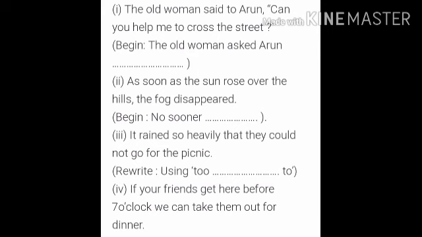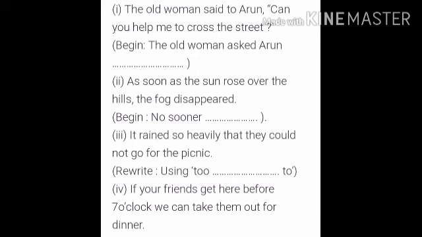now the subject comes first. So "you" becomes "he", because who is "he" over here? Arun. So "can" in the past tense becomes "could" help her. Help whom? Help the old woman. So help her to cross the street. So the answer is: The old woman asked Arun if he could help her to cross the street. Clear?